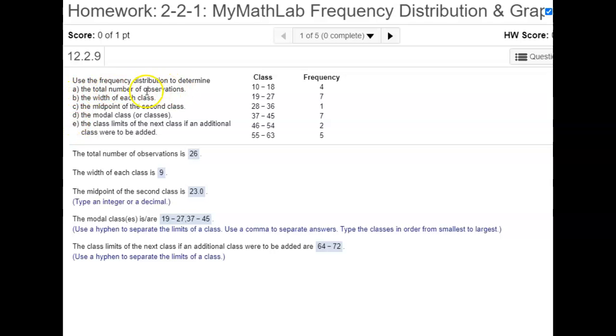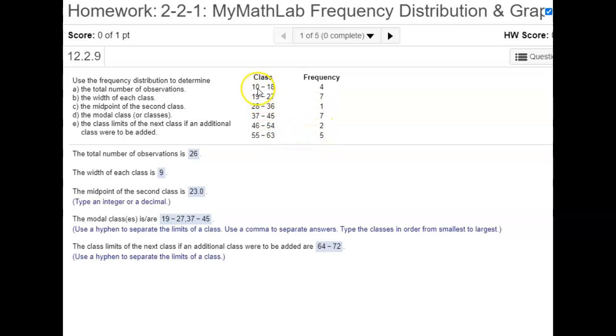The total number of observations or pieces of data here, we would just want to add up all these different frequencies. So if we do that, we should get 26, which is our solution. So counting how many pieces of data fall within each different class, each different range of values, gives us the total amount of data that there is.